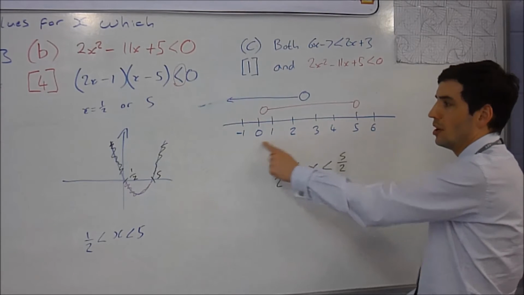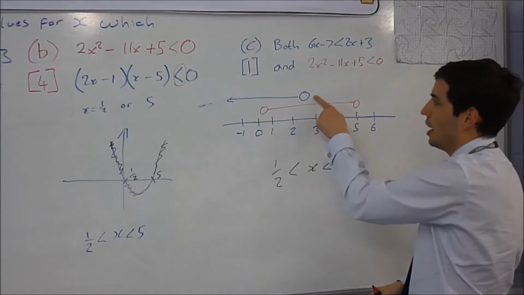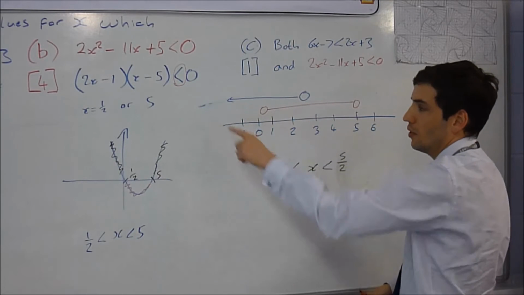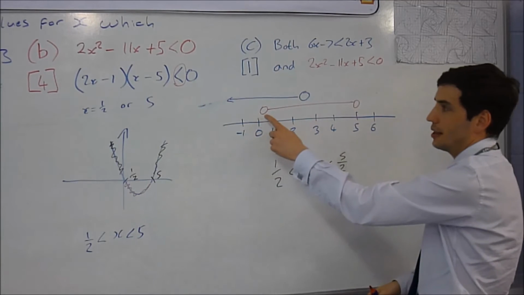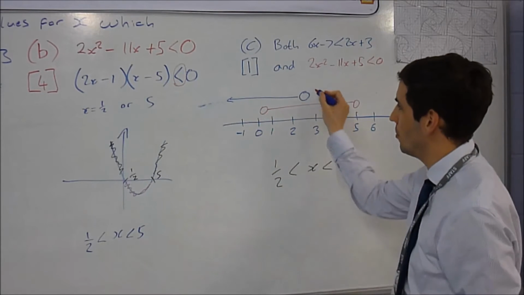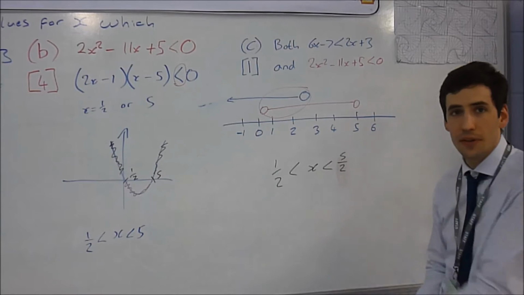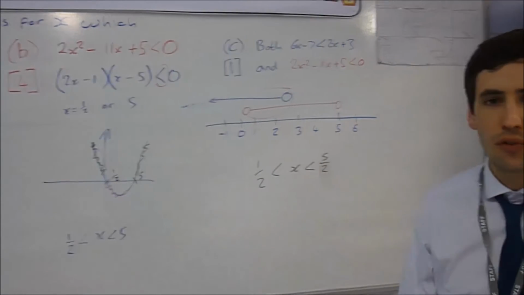All I've done is draw my number line and put my answers from A in, that's part A, x is less than 2.5, and part B in, x is between a half and 5, and I'm looking for the bit where they overlap, that's this here, where x is between a half and 5 over 2. 7 marks for inequalities.